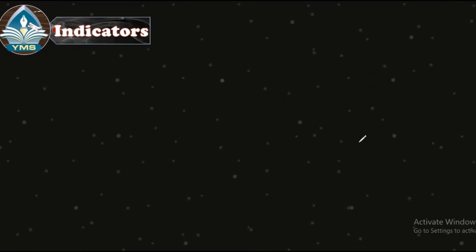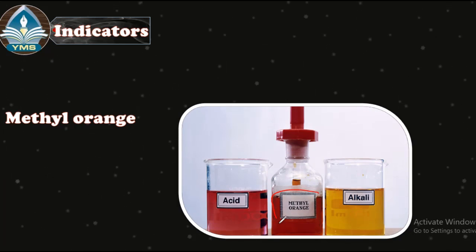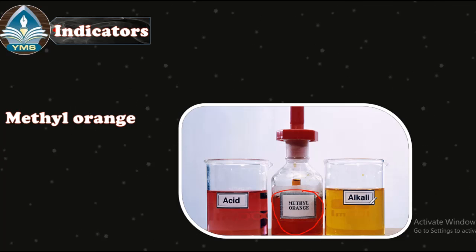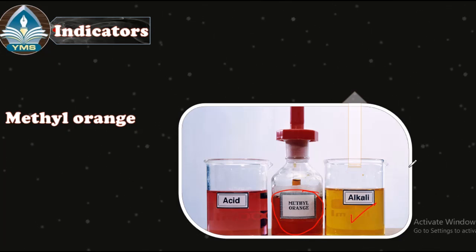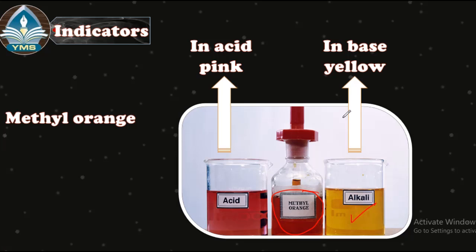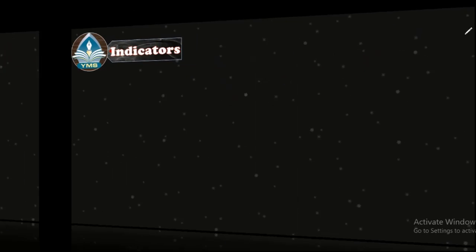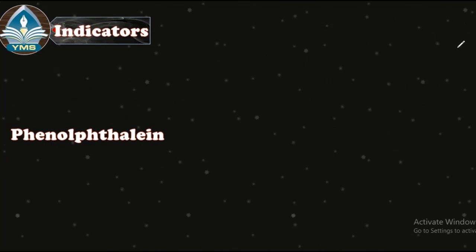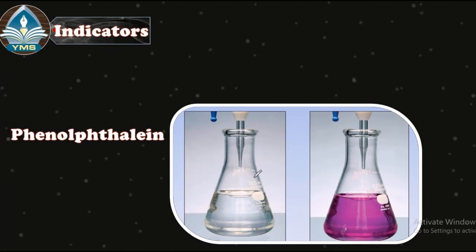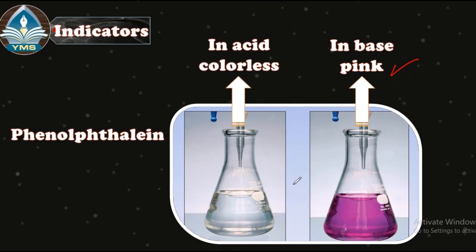Then we have another indicator here. We have methyl orange. If we look at this, this is the methyl orange. This is the substance. And in bases, alkali, look what color it gives you. Yellow. So in bases, it is yellow. In acid, it is pink. So methyl orange, in acid pink, in base yellow. And here we're going to look at another indicator. Here we have phenolphthalein. In acid, it is colorless. In base, it is pink. Look, this is in base, pink. And in acid, colorless. It stays just like it is.